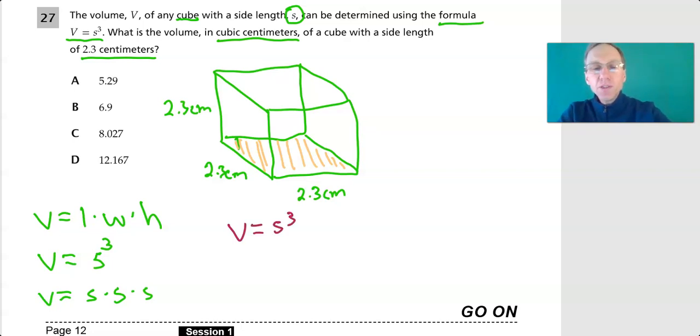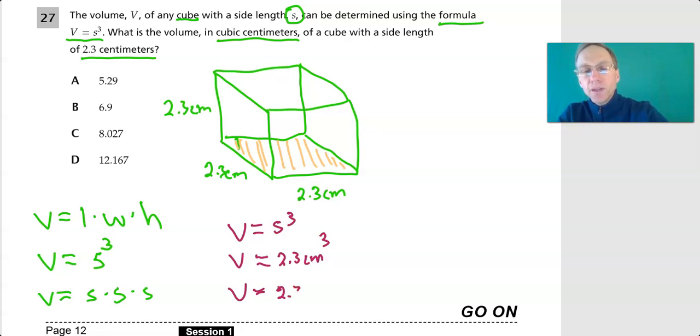And all you do with the formula is just plug in values. It's just like a recipe, for example. I know what S is. It's 2.3 centimeters. And this is going to be to the power of 3. Which means I'm going to have 2.3 times 2 3/10 times 2 3/10.